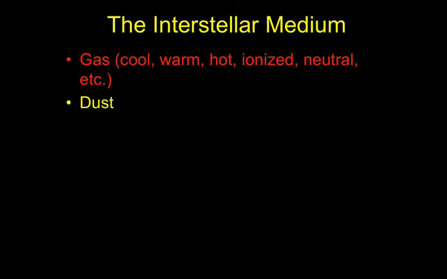Okay, so let me summarize here and bring this all together to talk a little bit more about the material between stars. So we call the stuff between stars the interstellar medium, and it's composed of two types of things. You have gas in various forms. It can be cold, it can be hot, it can be ionized or neutral, and then you have dust, you have solid. So both of these things make up the interstellar medium.